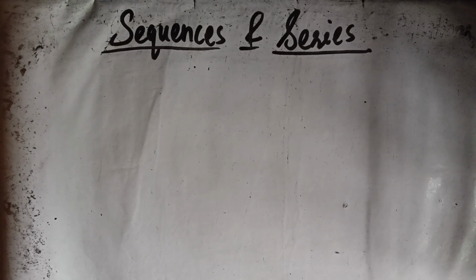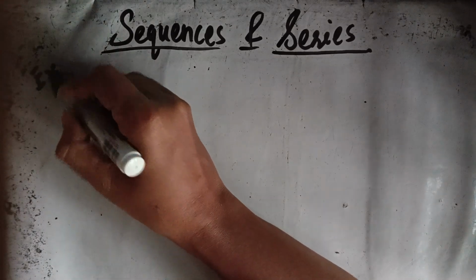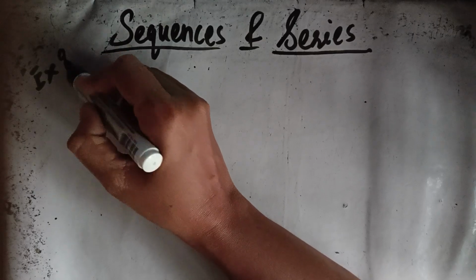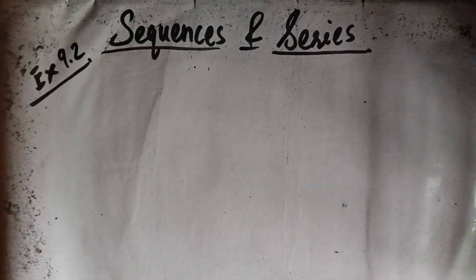Hello students, so we are doing sequences and series. Today we are going to do exercise 9.2, which is based on arithmetic progression. The first question is, you have to find the sum of odd integers from 1 to 2001.